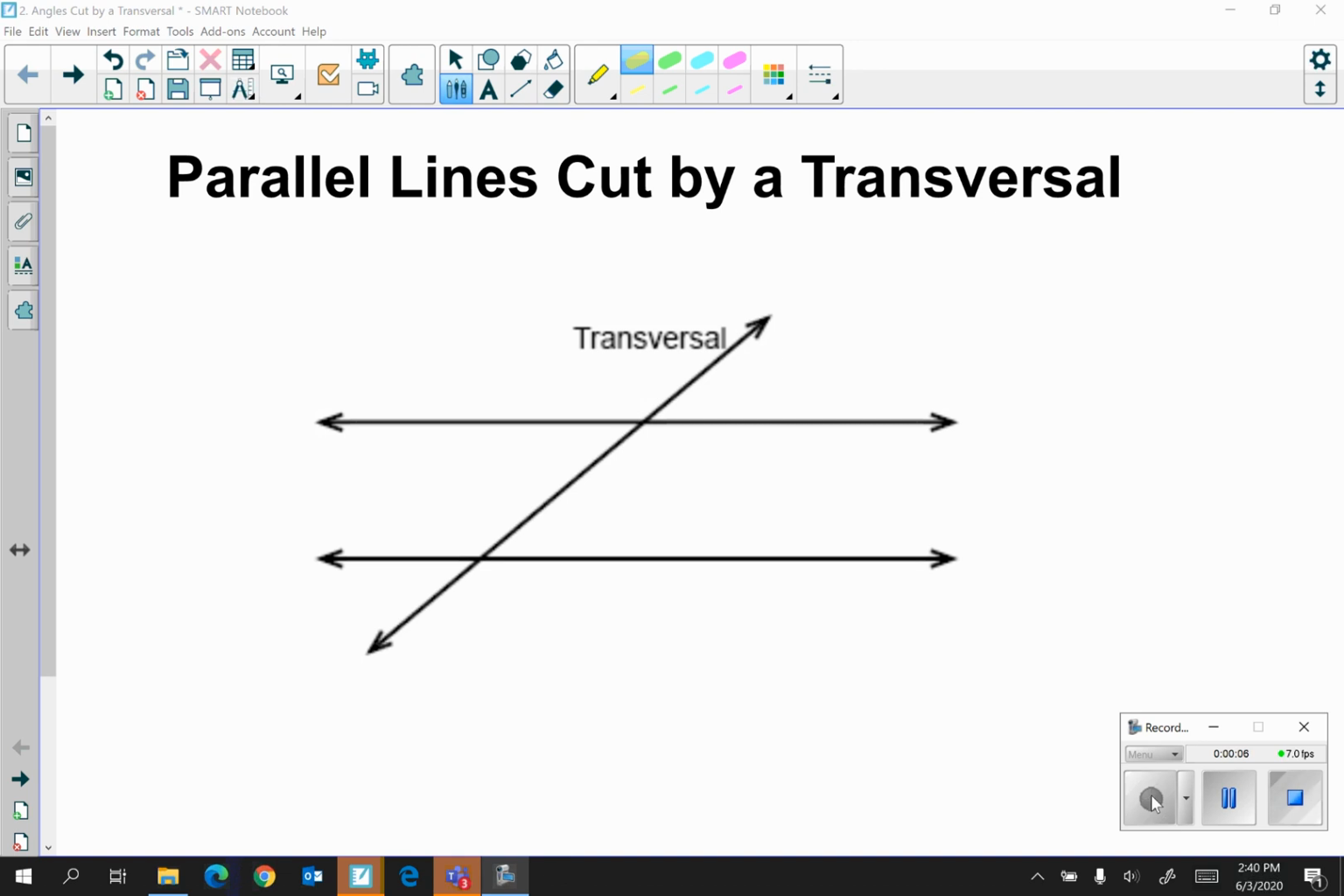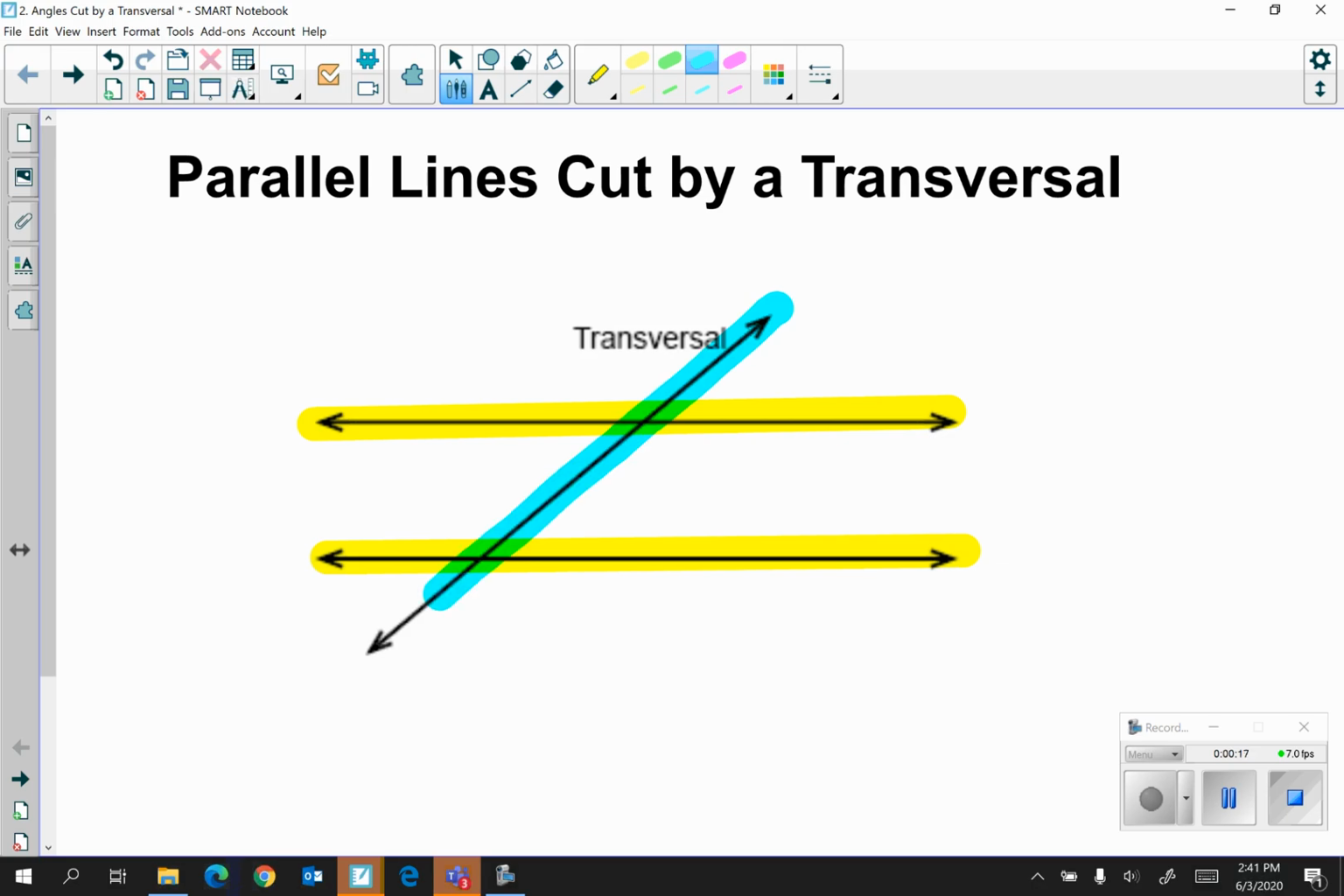Let's look at the diagram. We have two parallel lines. Remember, parallel lines do not intersect, and they are cut by a line which we call a transversal. Many different types of angles are formed.